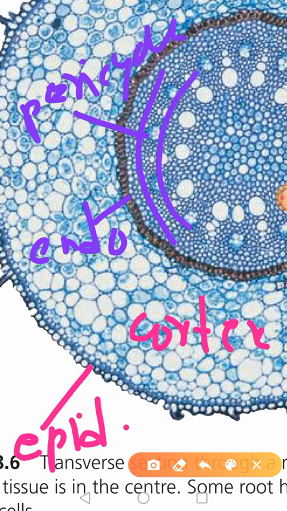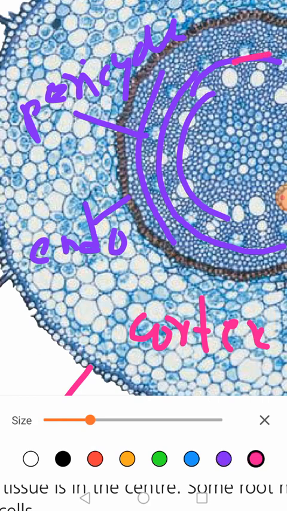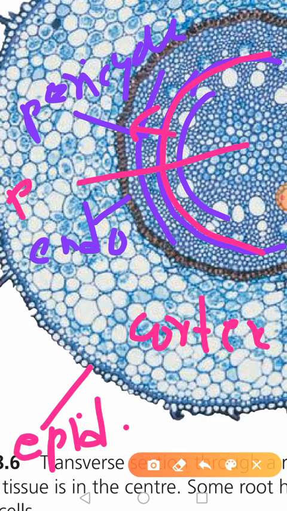Then we have the vascular bundle. This is the phloem and this is the xylem. Phloem is nearer to the outside. And this is called the pith. Both the cortex, the pericycle, and the pith have the function of storing food substances.